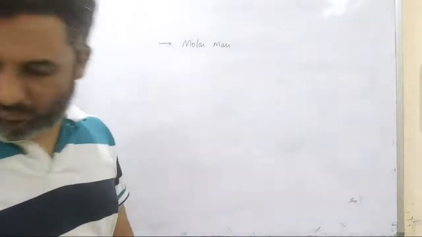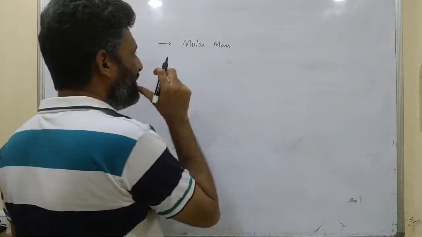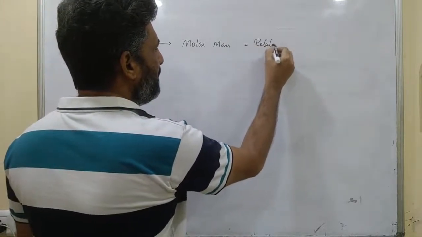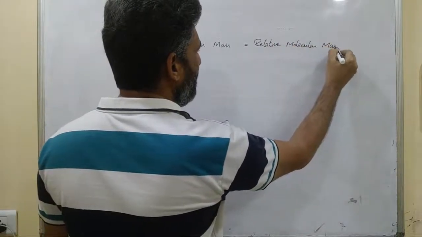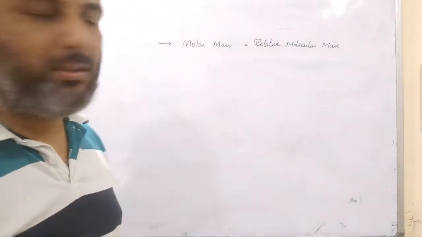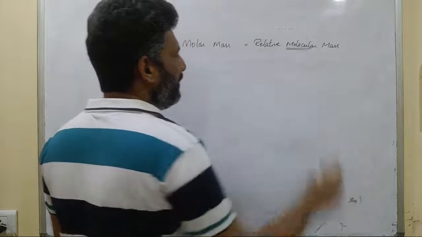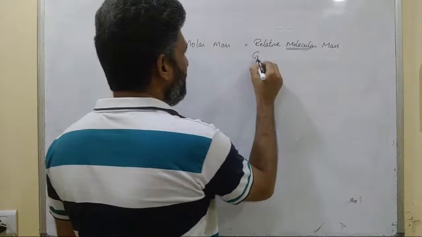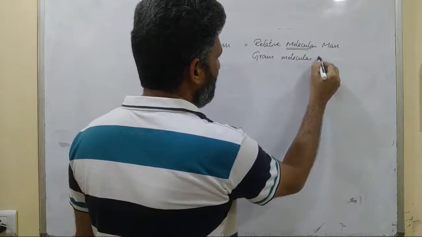So first of all, we'll see how to calculate the molar mass. This molar mass is nothing but relative molecular mass. Molar mass of a compound or any substance which contains molecules will be equal to its relative molecular mass in grams. So this is also called gram molecular weight.